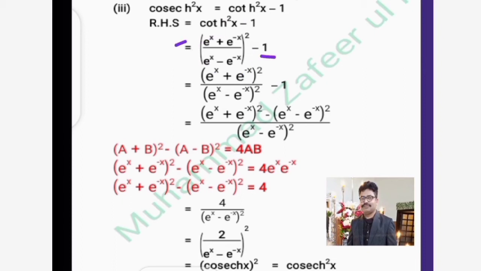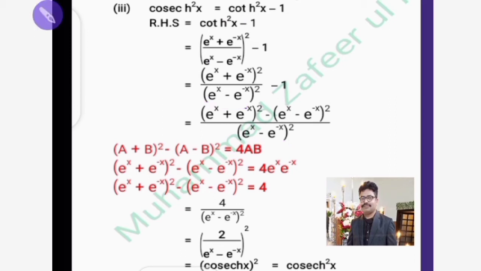As it is whole square, so we will write e power x plus e power minus x whole square divided by e power x minus e power minus x whole square, and here is minus 1, so we will write minus 1. Now we have to simplify it. We will take LCM, and in LCM, as in the last part, we will multiply e power x minus e power minus x whole square with minus 1. So we can write e power x plus e power minus x whole square, and here is the sign of minus between these values, so we will write minus e power x minus e power minus x whole square, divided by e power x minus e power minus x whole square, written the same.